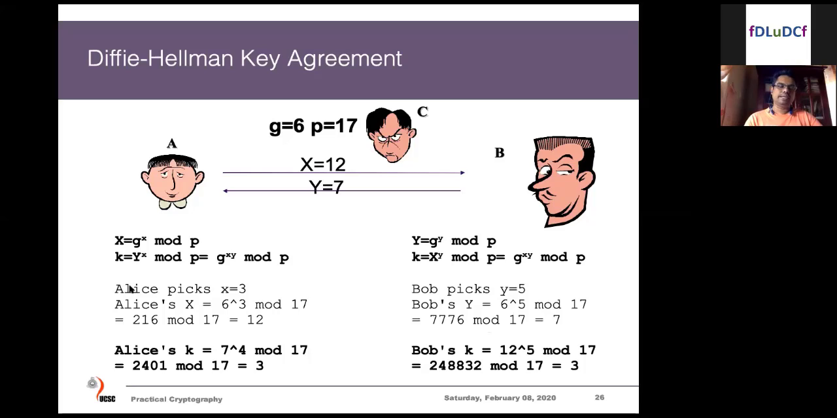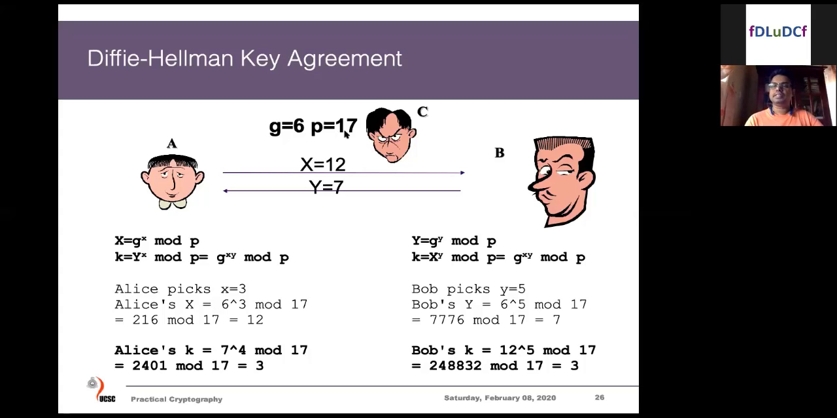Alice also keeps her private key as a secret, that is 3, and she never sends it to anybody. These two parties exchange only their public keys, that is 12 and 7. So the party C is also aware of those public keys, the generator and the prime number.